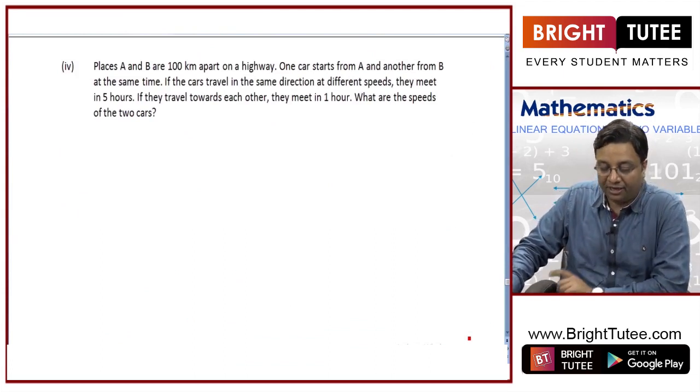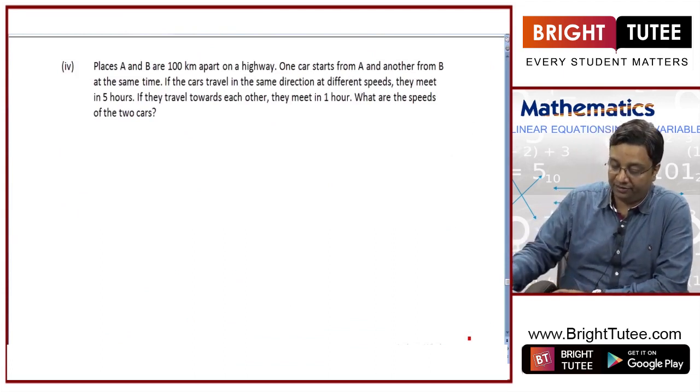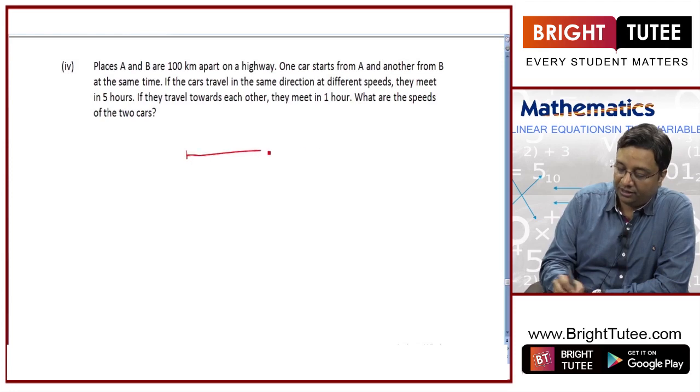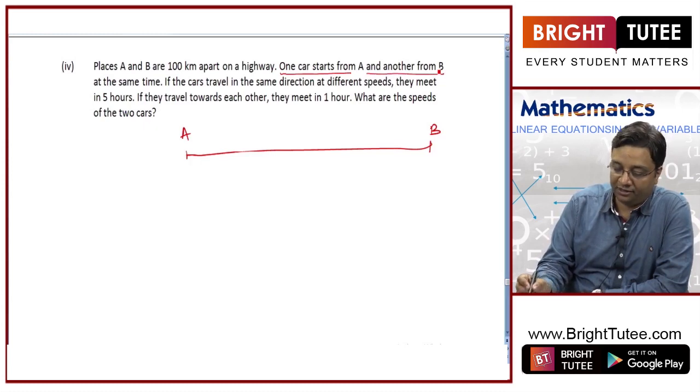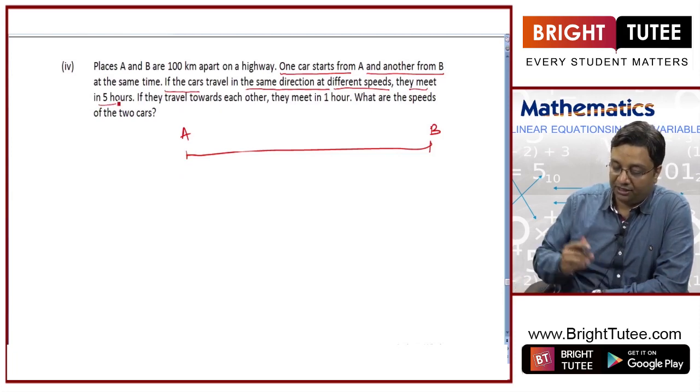Places A and B are 100 kilometers apart on a highway. Let us say this is place A, this is place B. One car starts from A and another from B at the same time. If the cars travel in the same direction at different speeds, they meet in 5 hours.